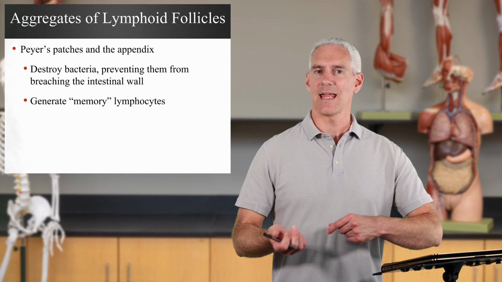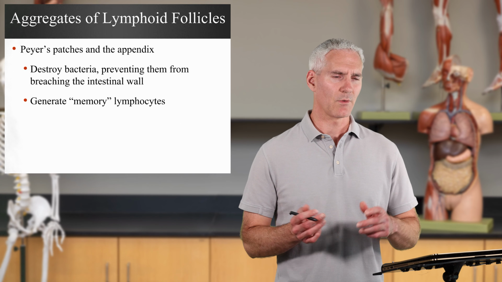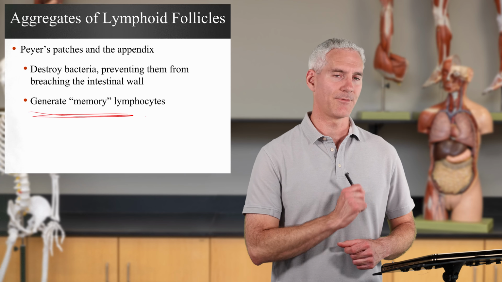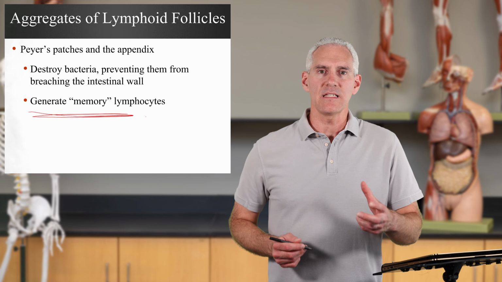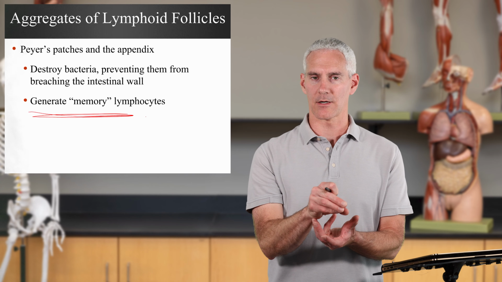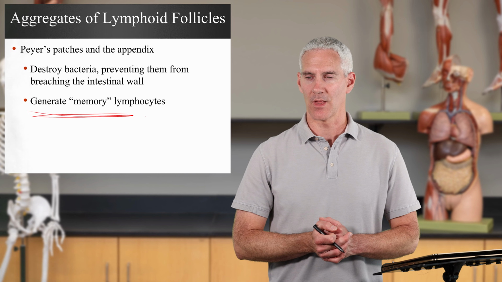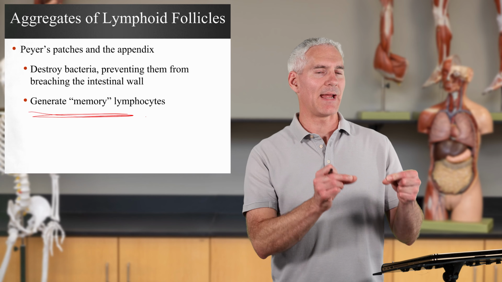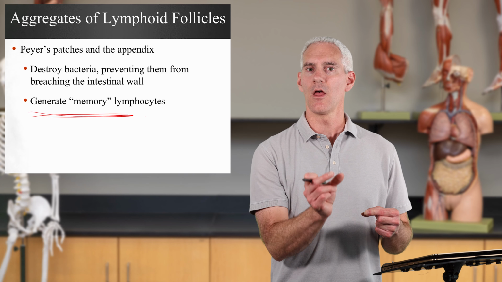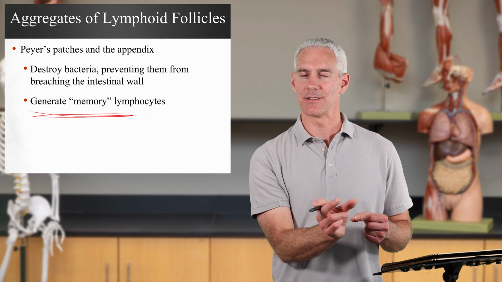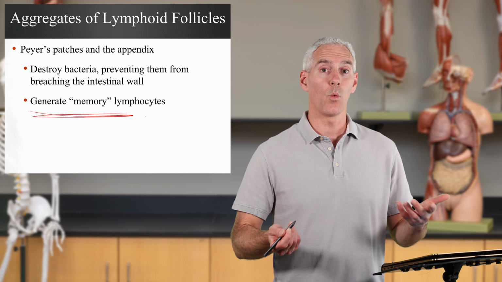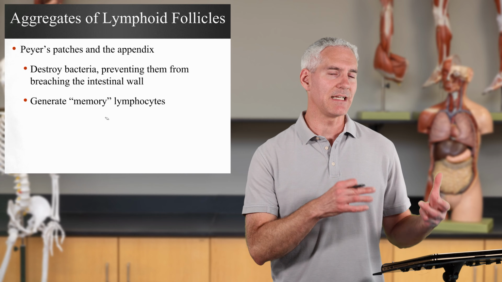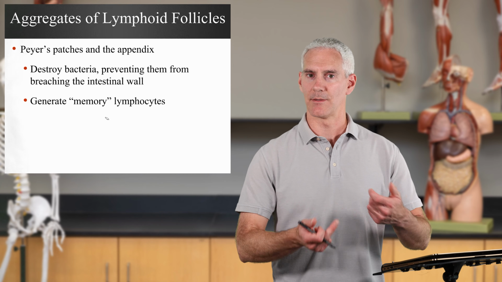Now, both the appendix and the Peyer's patches are meant to destroy the bacteria. We've already said that. But the other function is generating memory lymphocytes. These lymphocytes can recognize a foreign particle, so recognize a foreign antigen, and then they store that memory. So in the future, if you see that same pathogen again, that same antigen, you can recognize that cell surface marker, that antigen, and destroy it faster because you know what it is. So you're building up this library of memories of things that you've seen, things that you've encountered, and knowing how to get rid of them faster in the future.